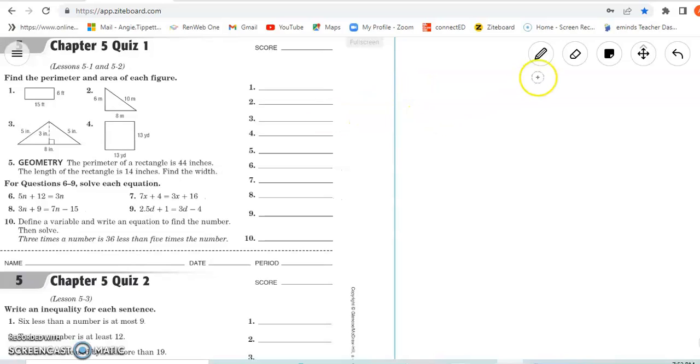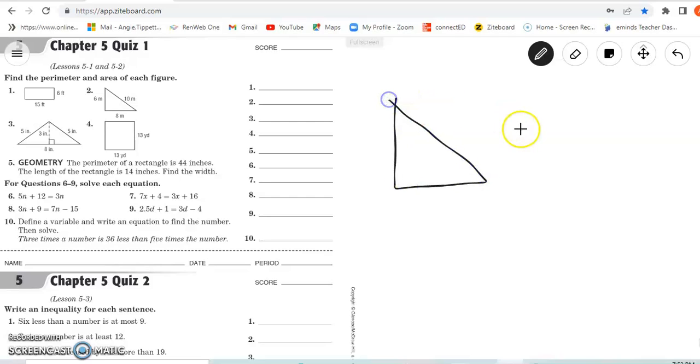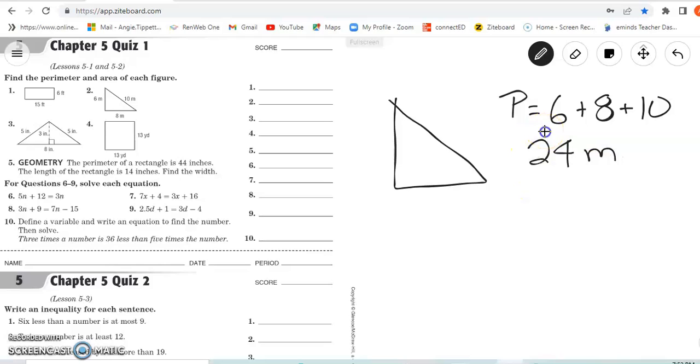We're going to look at number 2. So number 2 is a triangle. The biggest obstacle with our triangles is what? Perimeter's not bad, right? We just add all our sides up. So that's a 6. Plus an 8, plus a 10. We add all those 3 numbers together, and we're going to get a 24. Our unit of measure is in meters, so our perimeter is 24 meters. That's not the hard part, right?